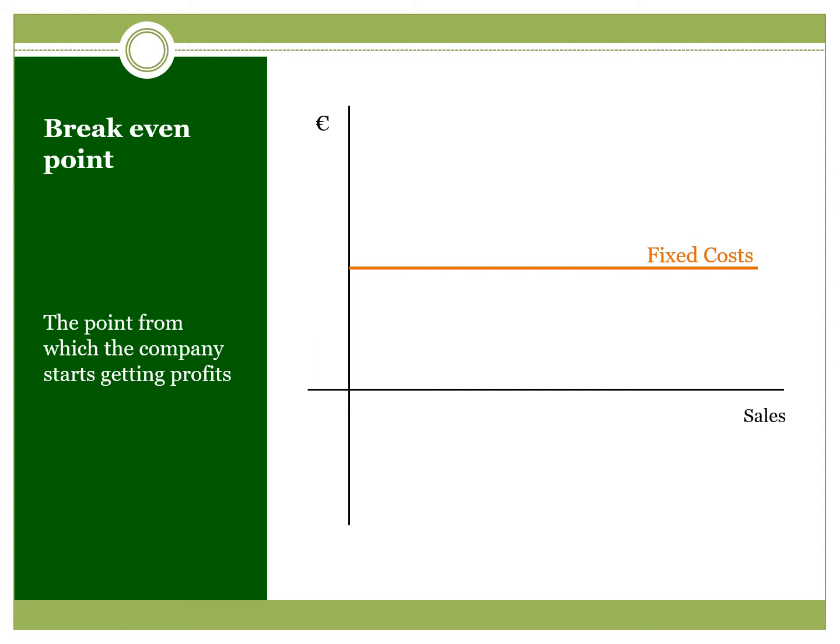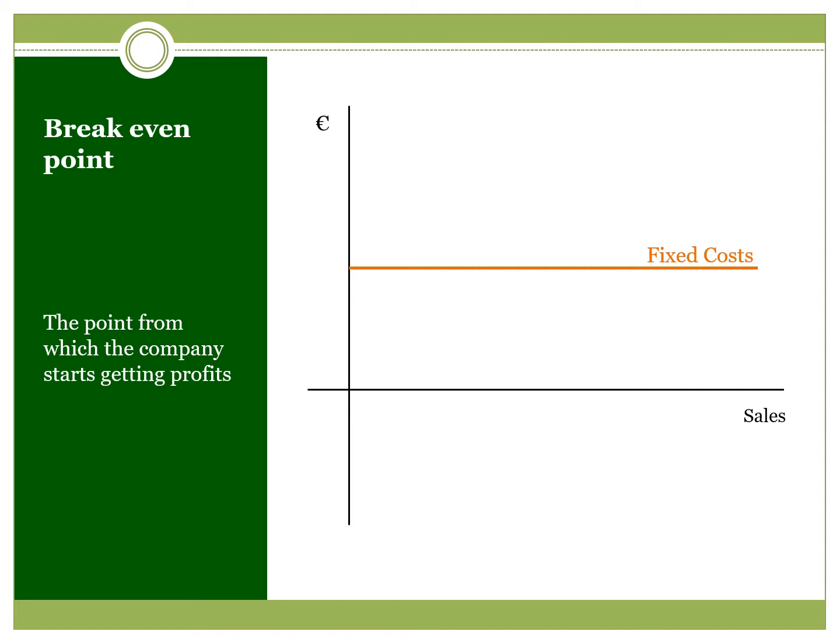So if the company is producing, they have to pay this fixed cost. If the company is not producing and selling anything, they also have to pay this fixed cost. For example, if the building is not theirs and they have to pay a rent for the building, that will be a fixed cost. Okay?